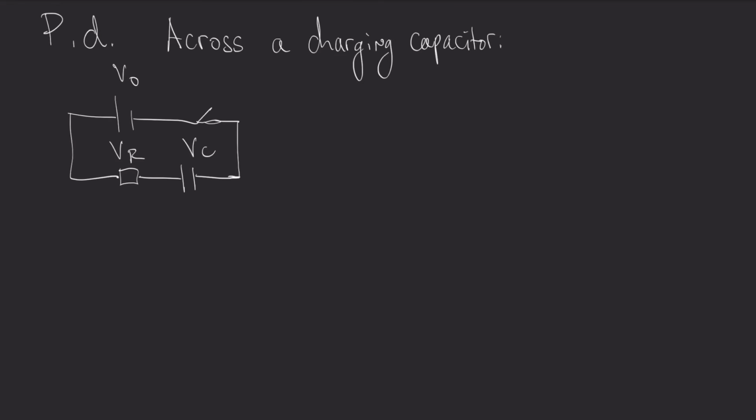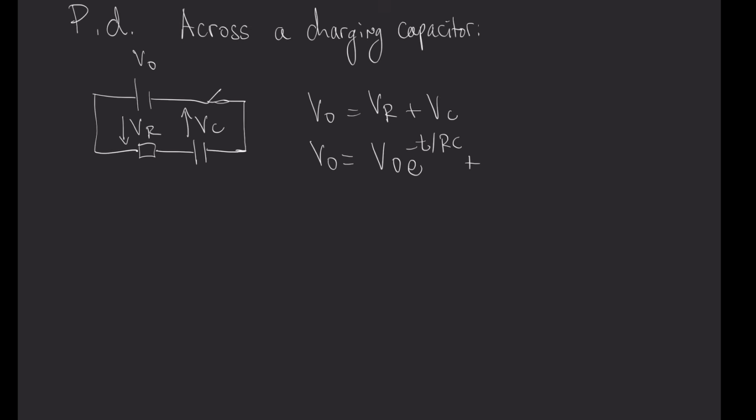The voltage across the capacitor will increase, whereas the PD across the resistor will decrease exponentially. V0 is going to be VR plus VC by Kirchhoff's second law. The voltage across the resistor will decrease exponentially, i.e. V0 e to the minus t over RC, plus VC, which is the voltage across the capacitor.